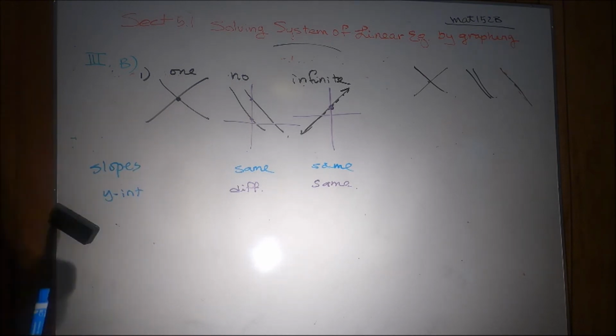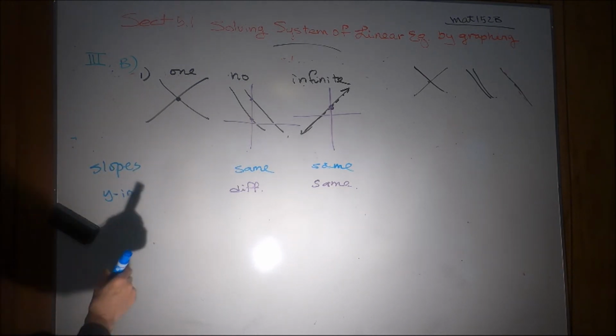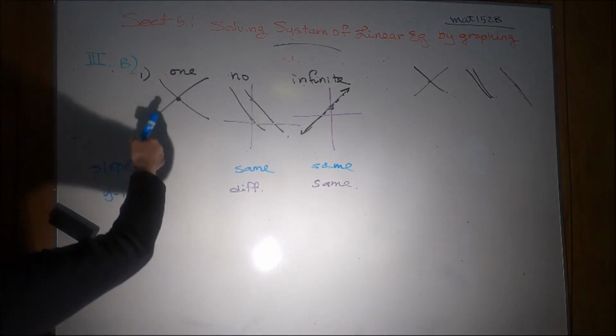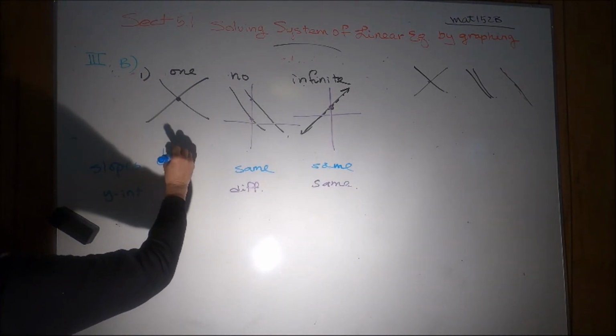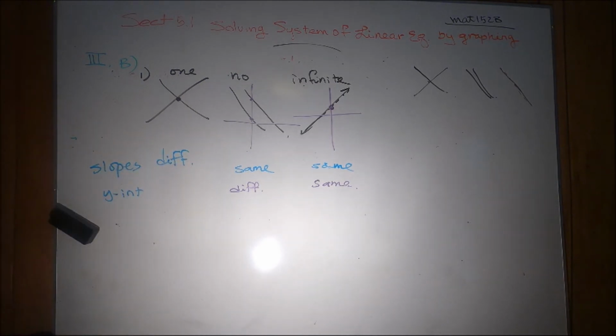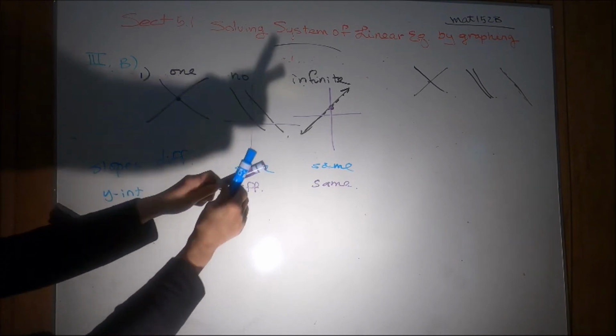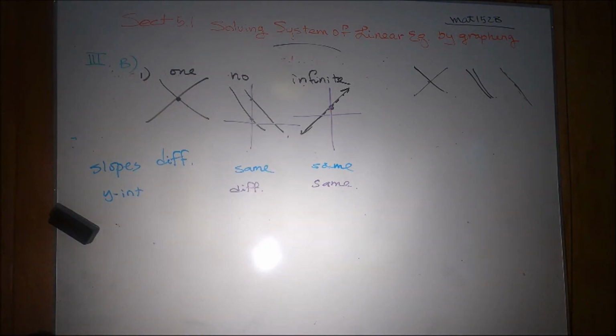How about this one? If they have same slope, there will be those conditions. This means what? They have different slopes. So if they have different slopes, they will always meet, right? So that's the condition for the system of linear equations, right?